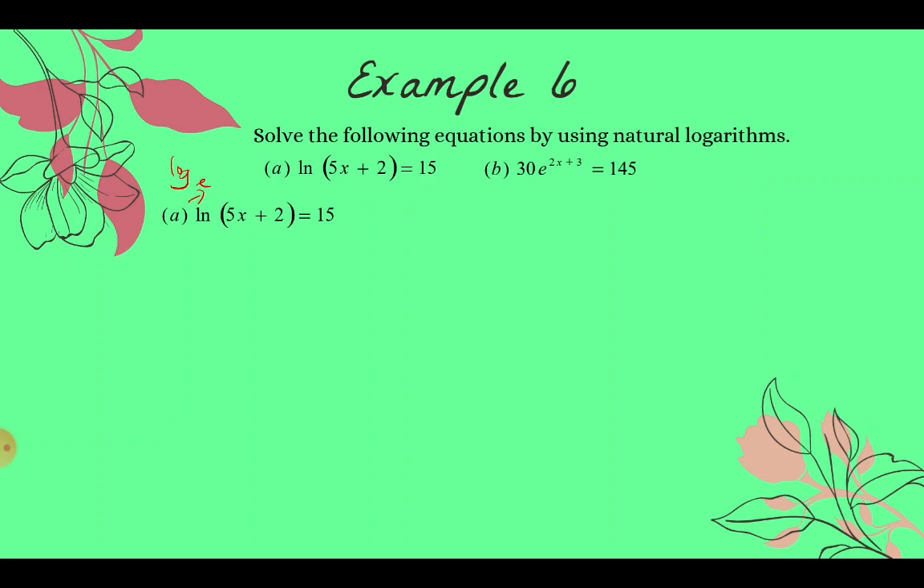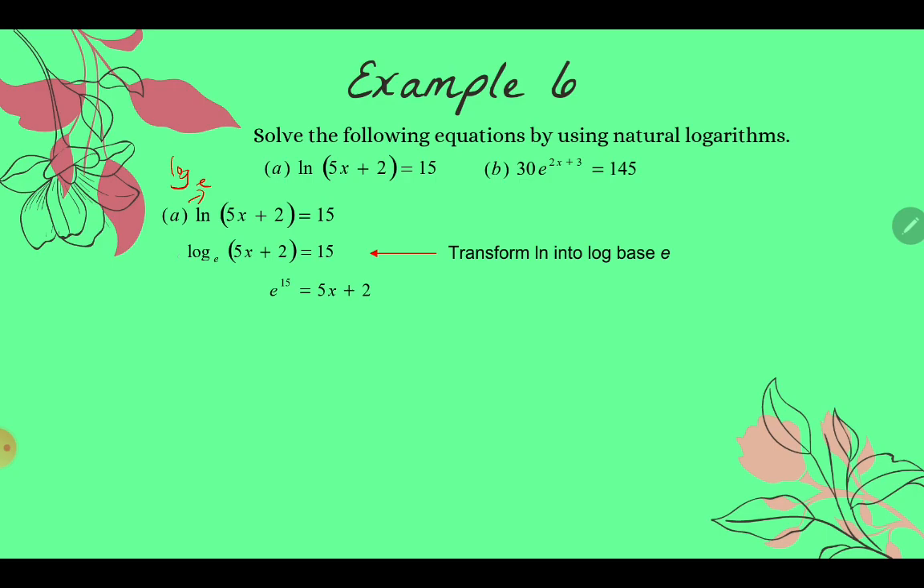So, the question given is in log form. So, how can we solve the equation? When we talk about solving, we need to find the value of x. So, from ln, we change it into log base e. Log 5x plus 2 base e is equals to 15. Okay, we transform ln into log base e. So the next step we have e to the power of 15 equals to 5x plus 2.